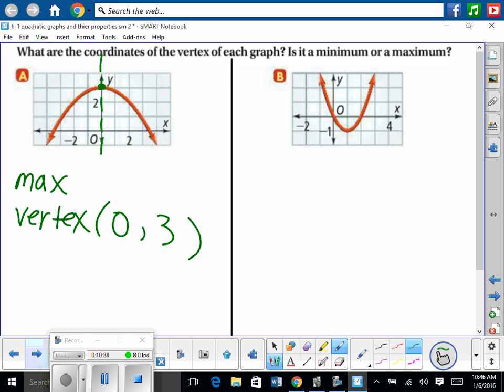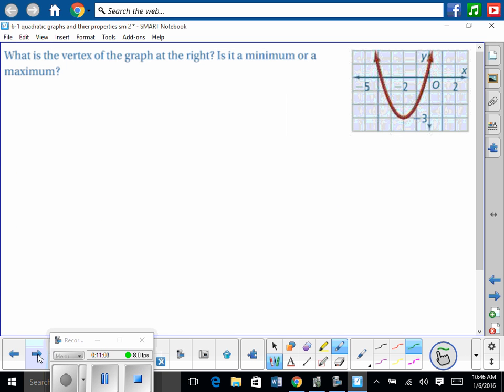Is this a max or min? This has a minimum. Very good. It has a minimum value. Now, that is our vertex. So what is the xy point of our vertex? 1, -1. Very good. We've answered the question. Are we all feeling comfortable with that? If I wanted to draw in my axis of symmetry, it would be right here at that vertex point. Okay, next one.